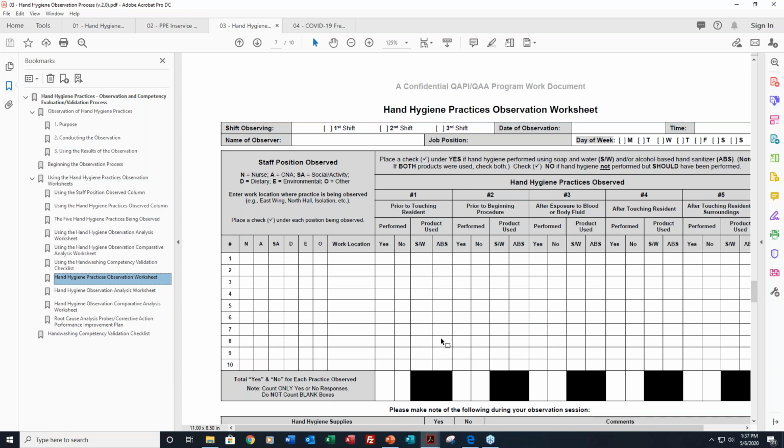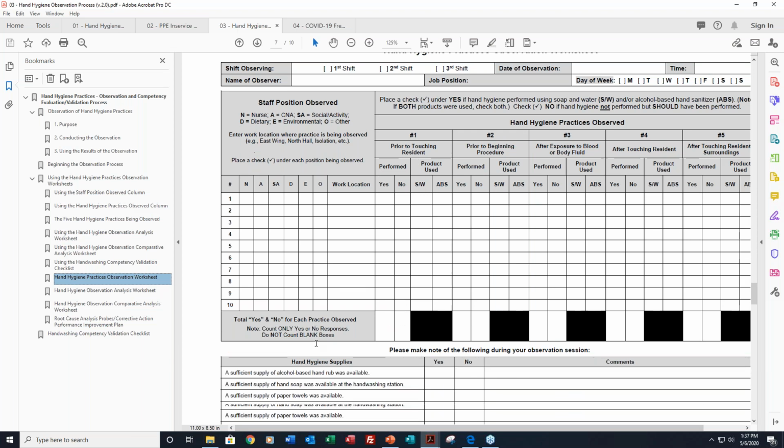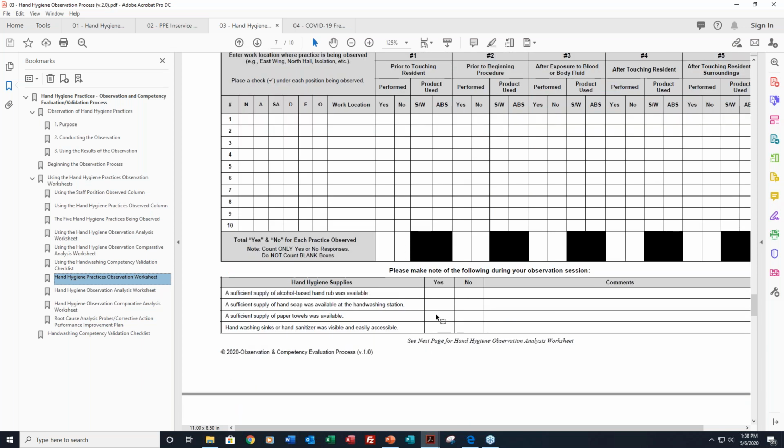And then what you're looking for is, prior to touching the resident, did they perform hand washing or use a hand sanitizer? Or did they use both of them? So you're observing it. All you're doing is placing a check mark here. That's all. Then you're going to look at what the results are. I'm going to total all this up, and it gives you all of the instructions on how to do that, all the formulas. But the other thing that it asks, and CDC looks at this when they're observing, so does OSHA.